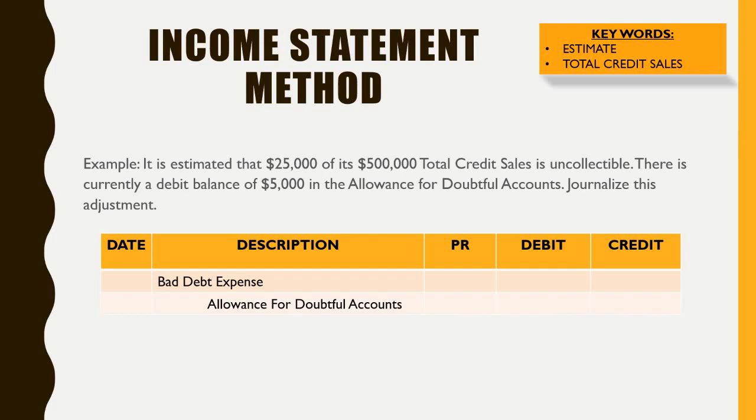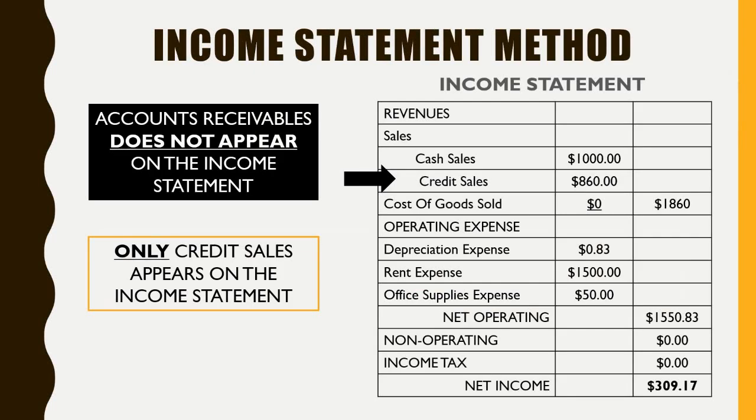So now let's go ahead and talk about the income statement method. What makes the income statement method different from the balance sheet method? Well, let's take a look. Let's read the scenario. It is estimated that 25,000 of 500,000 total credit sales is to be uncollectible, and there's currently a debit balance of $5,000 in the allowance for doubtful accounts. Notice the keyword that we're looking for here is total credit sales. Why? Well, let's take a look at our income statement.